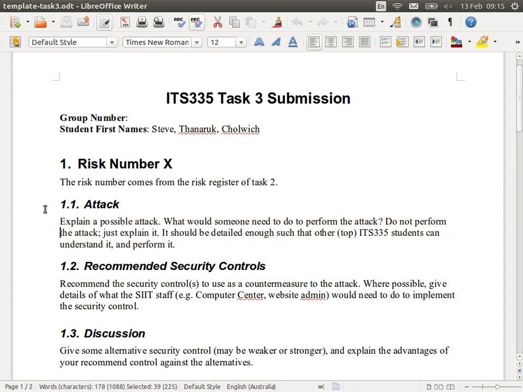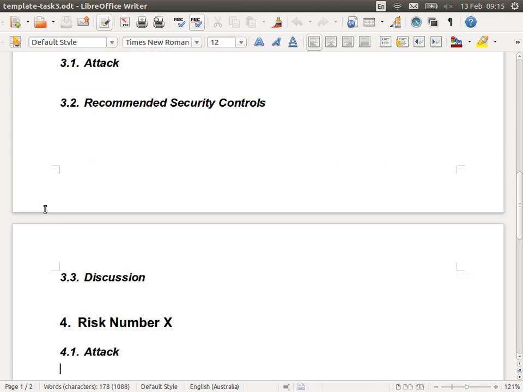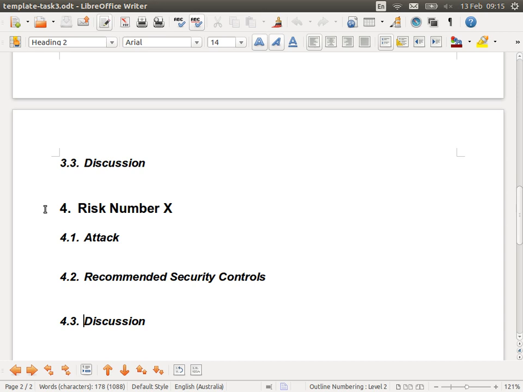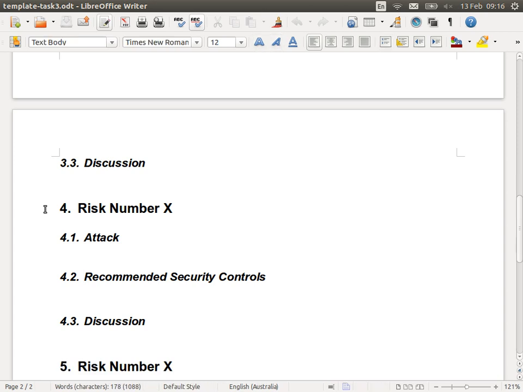Then do it again. And I think I said how many? Five different attacks. So with how many people in a group? Three students per group. That's easy. So one or two attacks per student. Describe them, recommend the controls as the countermeasures, and a short discussion. So that's the last task for this assignment.